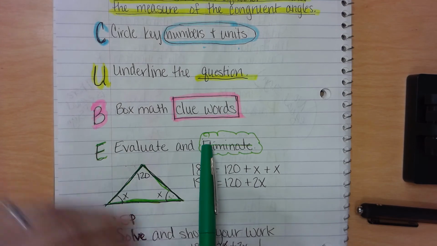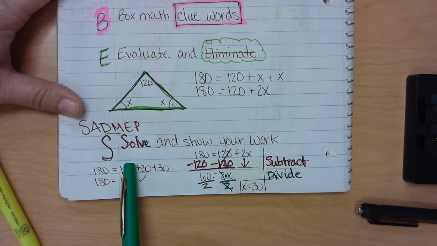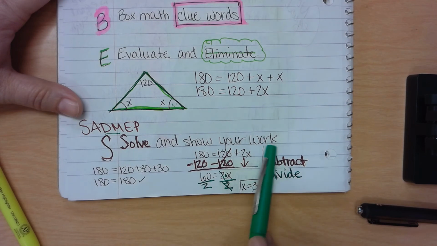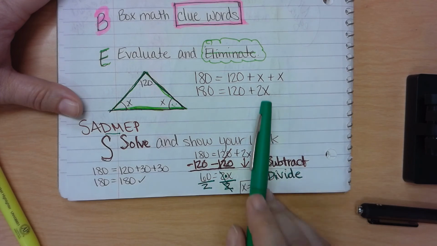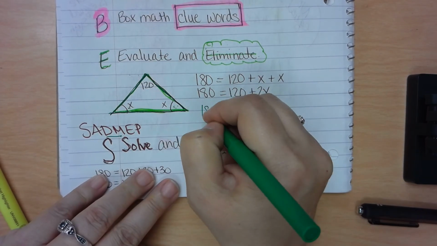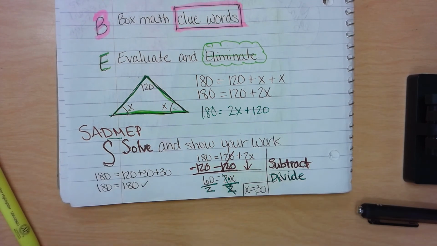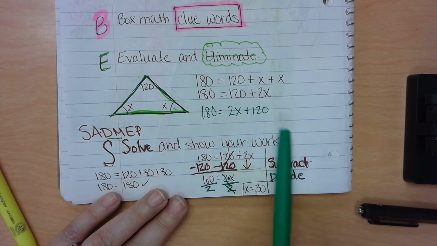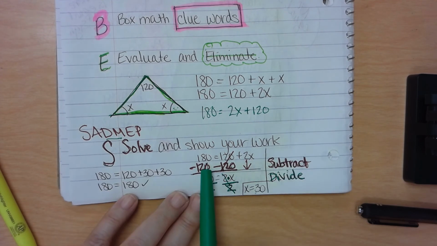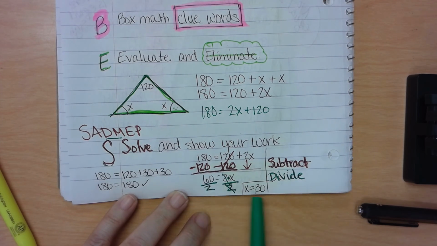Okay? Now I'm going to use SADMAP to solve, and then I am showing my work. So we're going to do 180 equals 120 plus 2x. I could have rewritten that as 180 equals 2x plus 120 if you want to write it that way. Either way, you will still do the first step, which is what's the opposite of plus? Subtract. I subtracted 120 from both sides, and then what's the opposite of times? Well, that's divide. 60 divided by 2 gives me 30.